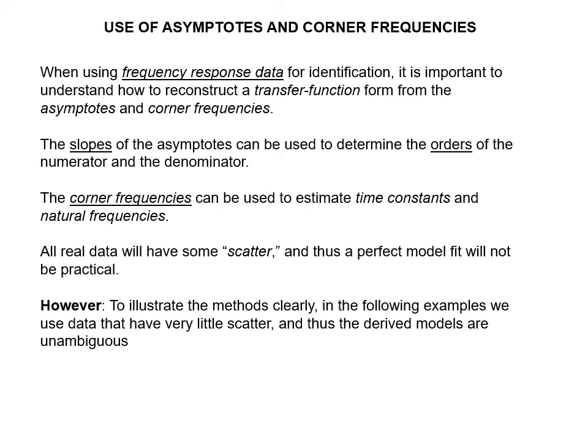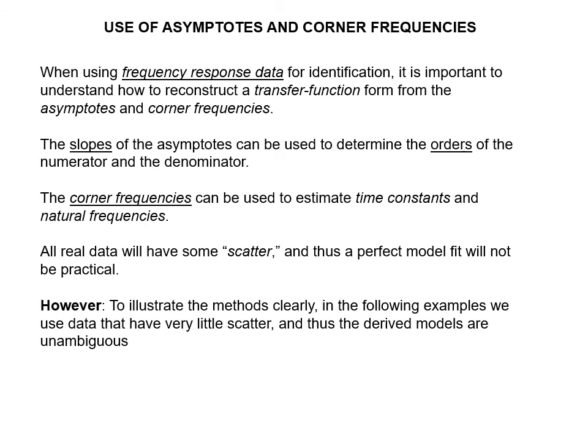As we continue to work with and utilize these frequency response plots and the data for identification purposes, it's going to become very important for us to understand how we can reconstruct a transfer function form from the asymptotes and our corner frequencies. If we're talking about our asymptotes, we can take the slopes of these asymptotes and use those to calculate and determine the orders of our numerator and denominator. From our corner frequencies, these can then be used to estimate our time constants and our natural frequencies.